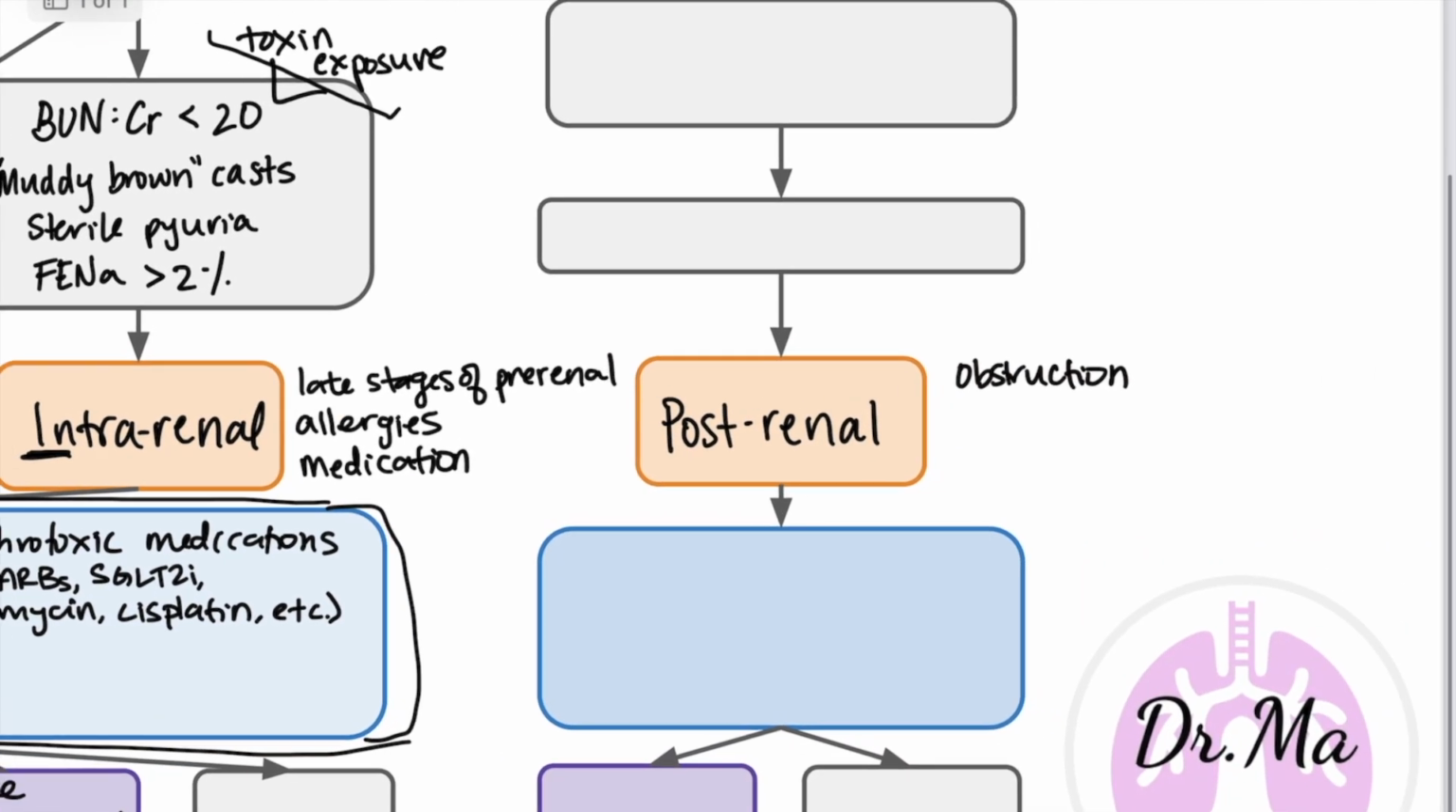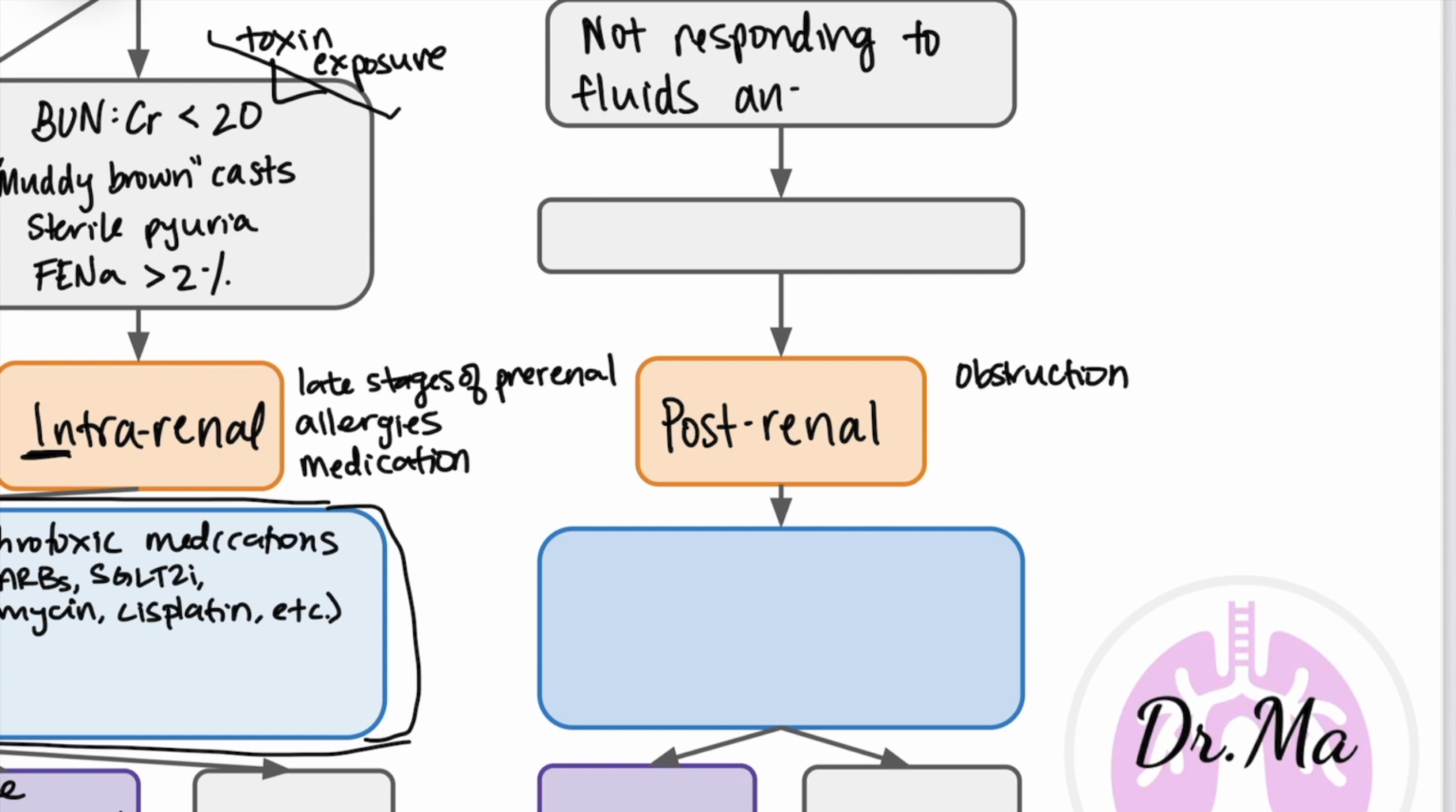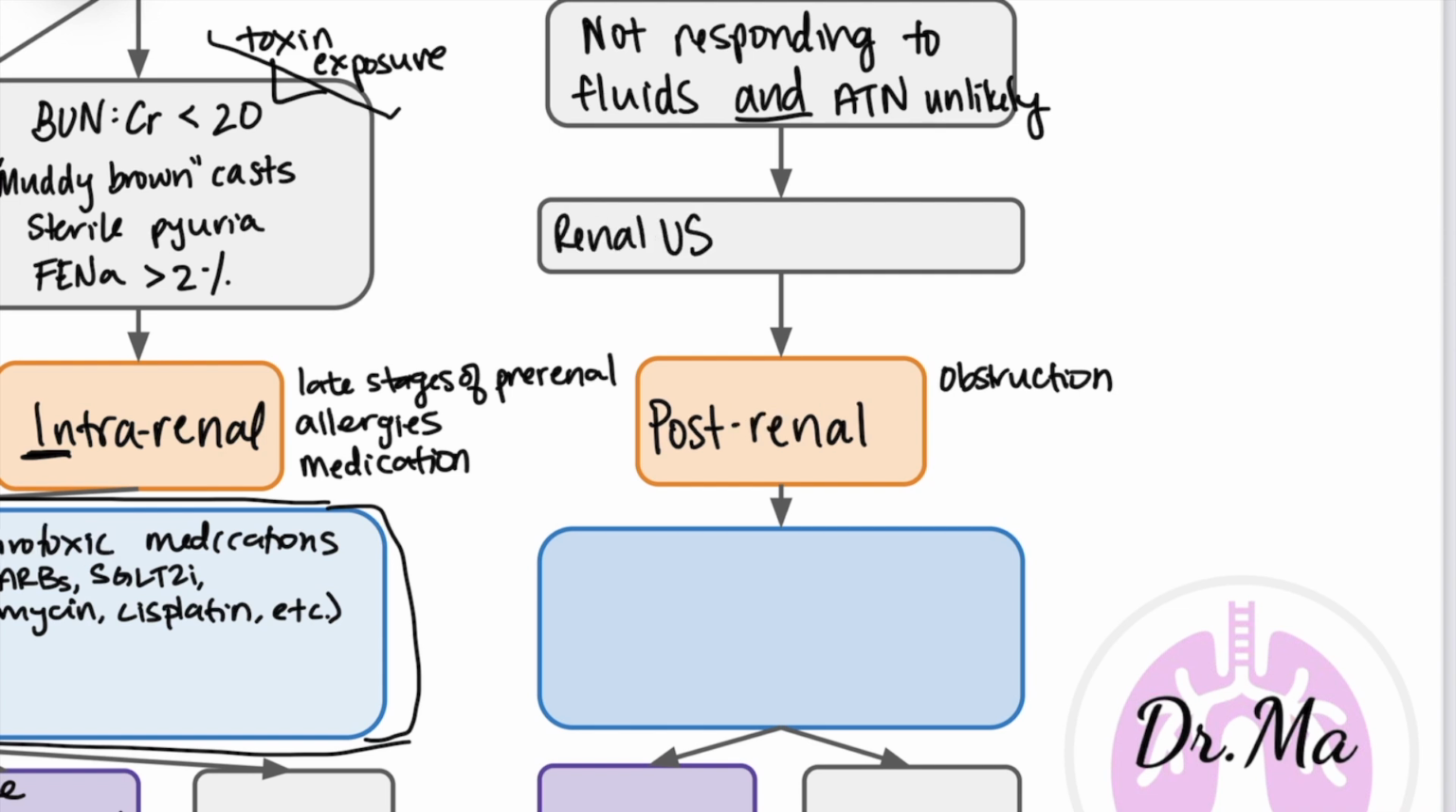Our last category is postrenal AKI. When you gave some empiric fluids, they did not improve. And ATN, a common cause of intrarenal AKI, is unlikely based off of their history. Then you might be thinking of a postrenal picture. So that would trigger you to get a renal ultrasound most commonly to evaluate for hydronephrosis, which is simply a sign that fluid is backing up into the kidneys.